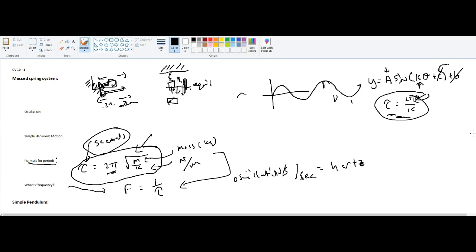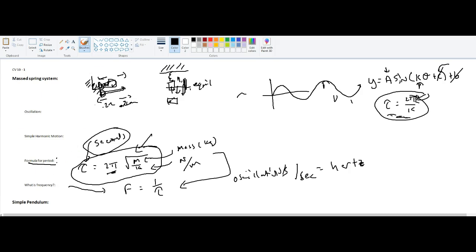Right, that's oscillations. So beats per second. And by the way, this is seconds per beat, right? Period is how many seconds it takes to go through a cycle. Frequency is how many beats it goes through in a second. Okay? All right. So that's our first version.